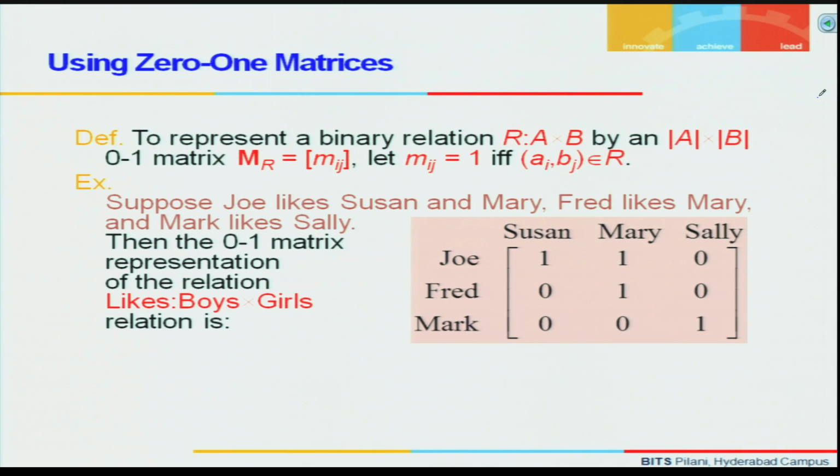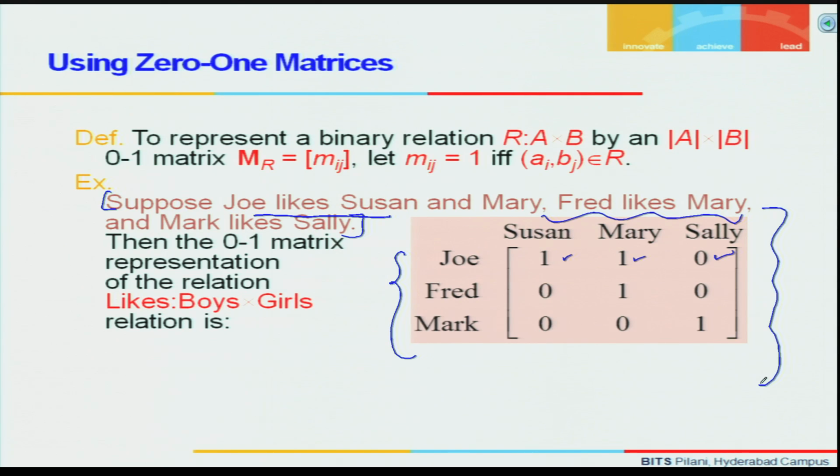Here I put my rows as Joe, Fred, Mark, and my columns as Susan, Mary, Sally. So these are the boys and these are the girls. Then for Joe and Susan, I put 1 if Joe likes Susan, otherwise 0. Since Joe likes Susan, I put 1 here, and Joe likes Mary, so I put 1 here. Joe does not like Sally, so I put 0 here. Similarly, Fred does not like Susan by the definition of the relation we were given, hence I put 0. This is how I define the relation.